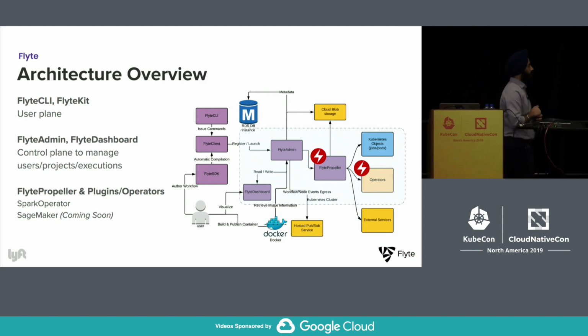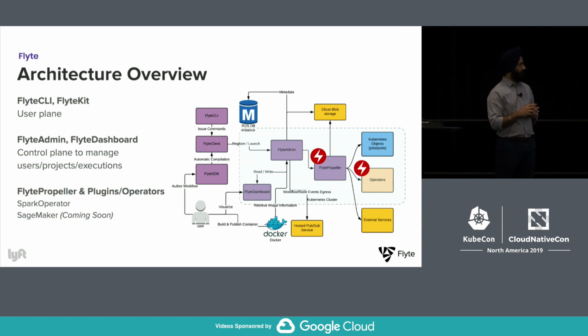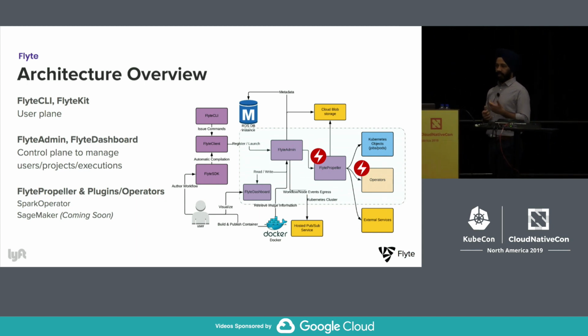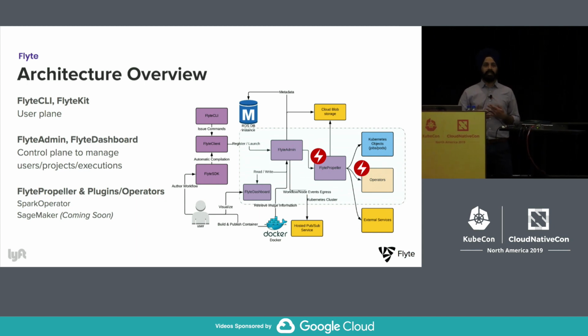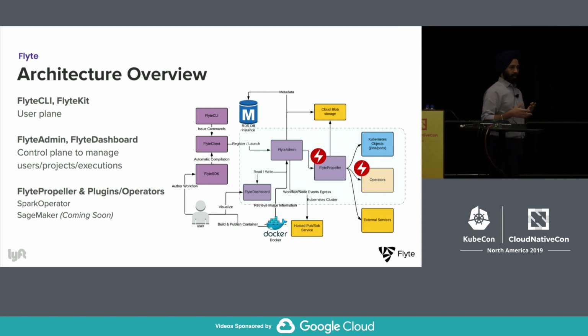Okay, let's dive a little deeper. This is the block diagram of a Flyte system. On the left, you see the user plane components. There is a CLI, there is a Flyte client, and there is an SDK to interact with the system. In the middle, there is Flyte Admin. That is the control plane. Even though in this diagram it seems like it's part of the execution cluster, it is not.